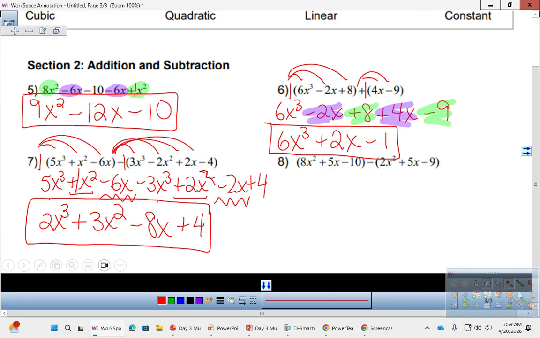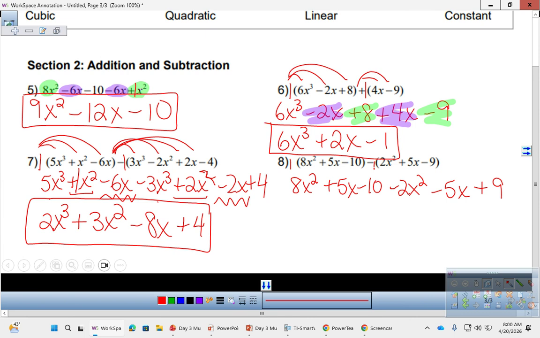All right, last one. I'm distributing because I've got parentheses. The first set of parentheses, I'm just distributing a 1. 1 times 8x squared, 1 times 5x, and 1 times negative 10. The second set of parentheses, I'm distributing a negative 1. Negative 1 times 2x squared, negative 1 times 5x, and negative 1 times negative 9.